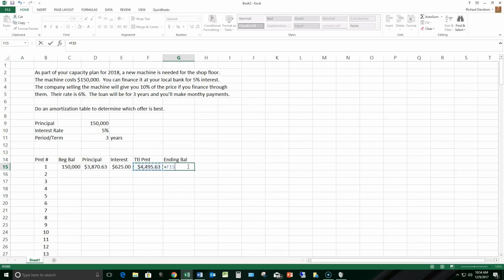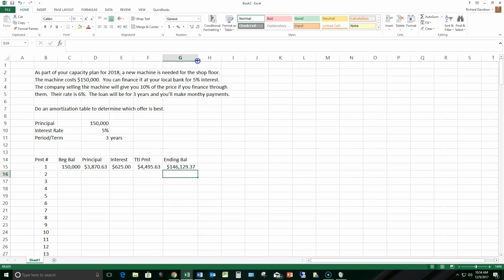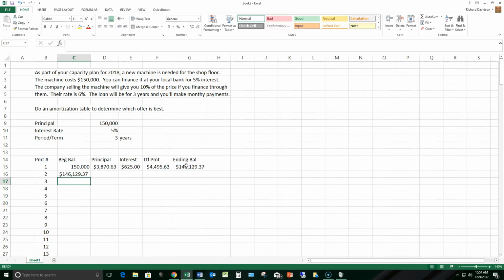Our ending balance is always the beginning balance minus what we paid in principal. Not interest, not total, but only principal. And that will give us our ending balance. And then for row 2, or payment 2, we need to change the beginning balance calculation. Here it's referring to the amount of the loan. The beginning balance in row 2, or payment 2, is the same as the ending balance for payment 1.